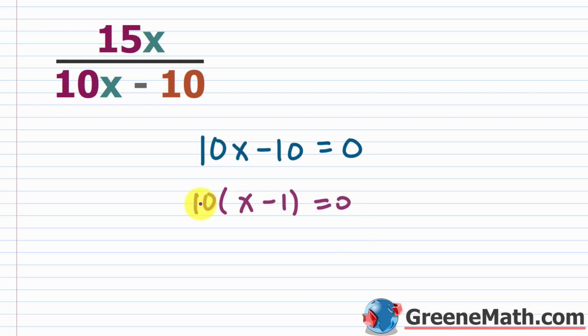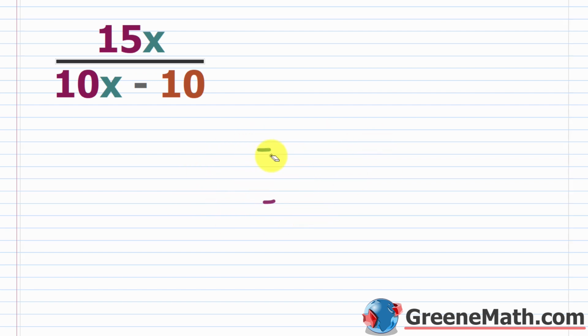So basically at this point, I don't need to set 10 equal to 0. I would just set x minus 1 equal to 0, and the solution for that is x equals 1. So what does this x equals 1 mean? Remember, it's telling me the value, or sometimes values, depending on how many you get, that I can't plug in for x here because it gives me a 0 as a denominator.